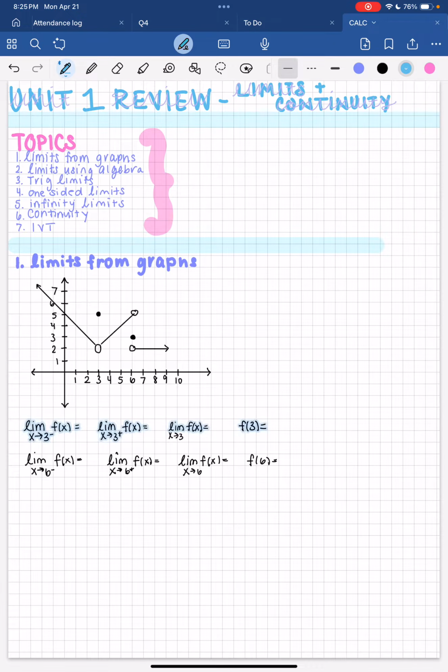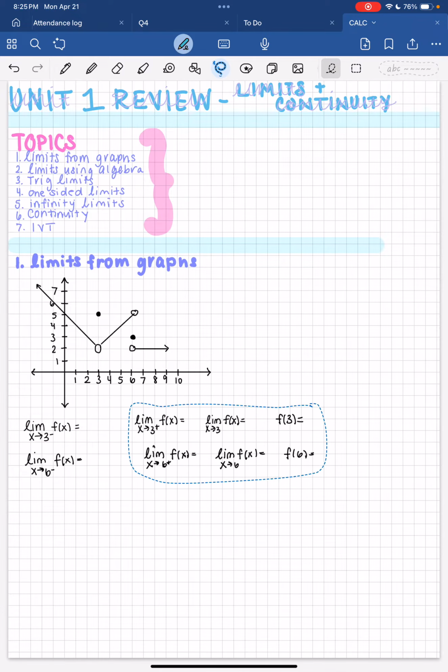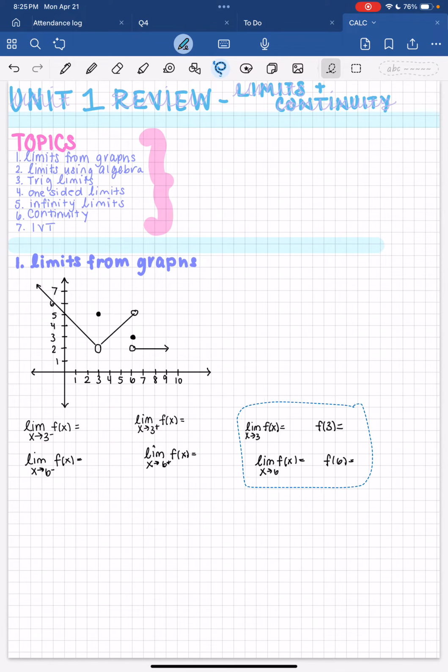Okay, so Section 1, limits from graphs. I have this graph right here, and what we're going to do is evaluate the following limits from the graph.